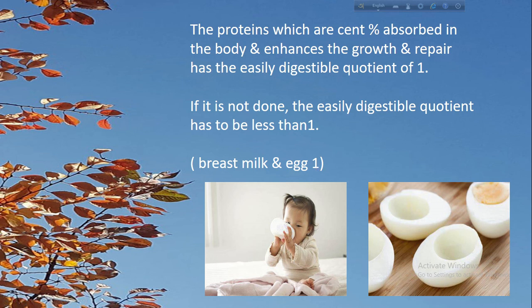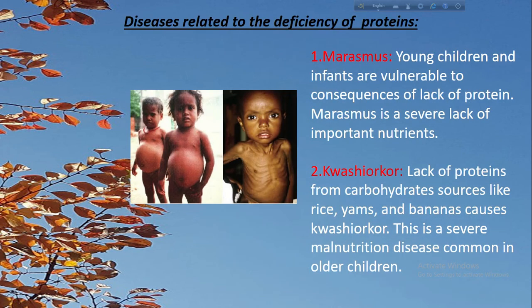That means these two food elements are totally absorbed, that is, the absorption and intake are equal. The easily digestible quotient of other proteins is less than 1. Next, the body of children suffers from different protein deficiency related complications if food lacks sufficient proteins. So the growth and development of the body is also hampered. When children suffer from malnutrition, the growth of the body is stopped or delayed.